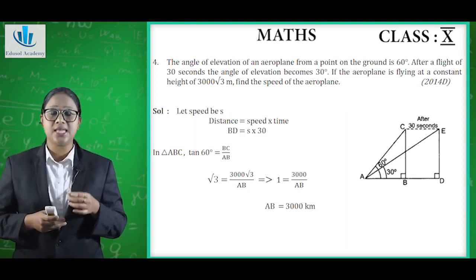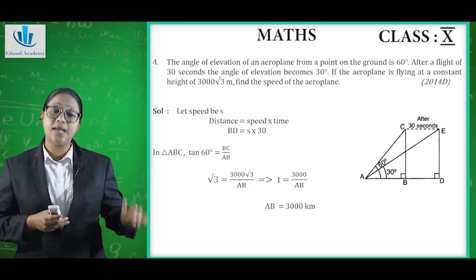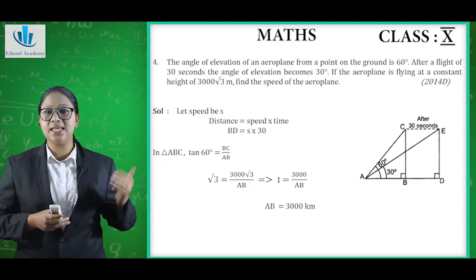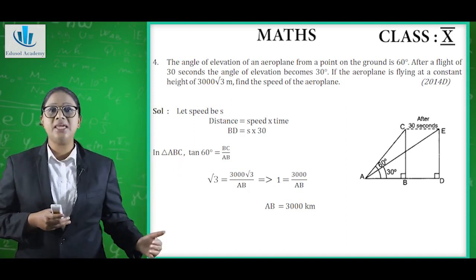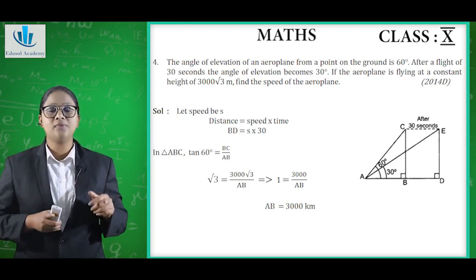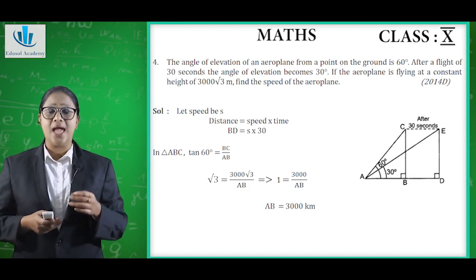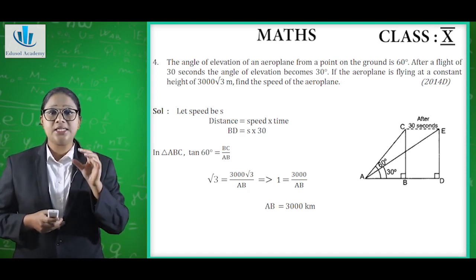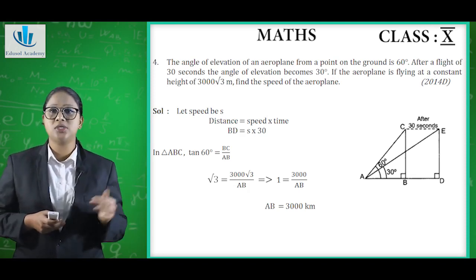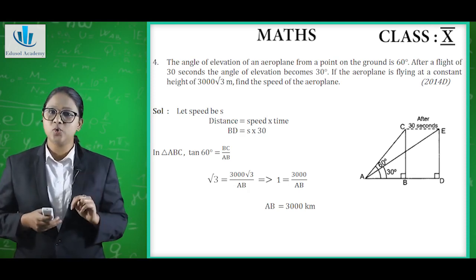Now after 30 seconds, the flight has traveled a certain distance by maintaining the same height. So let the new position after 30 seconds be E, and the distance will be ED. And the height is not changing, so ED will be equal to CB, 3000 root 3 meter itself. Now the angle of elevation in triangle CAD was 60 degree, and the angle of elevation in the next position, EAD, is equal to 30 degree. Hence we got two triangles again.